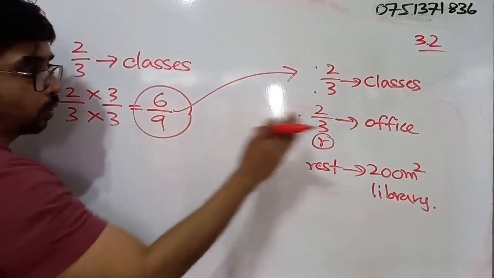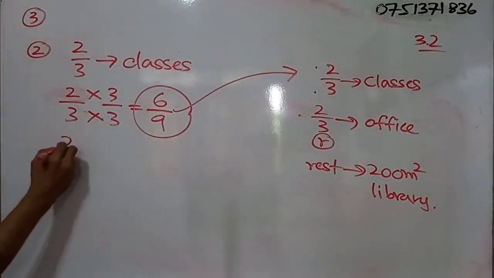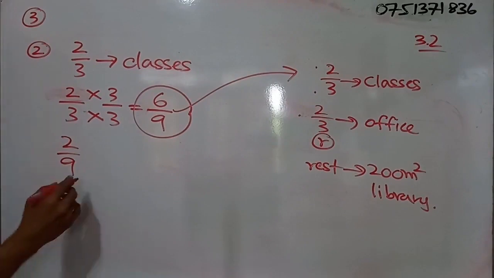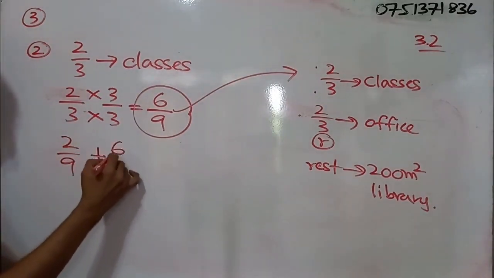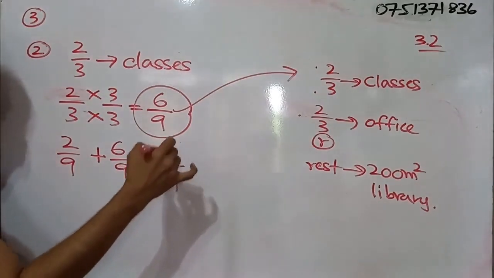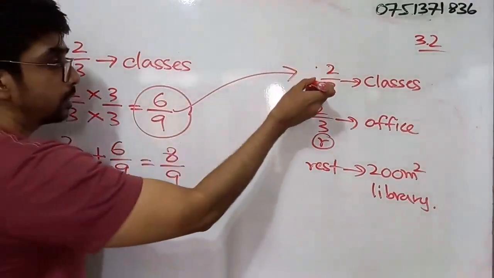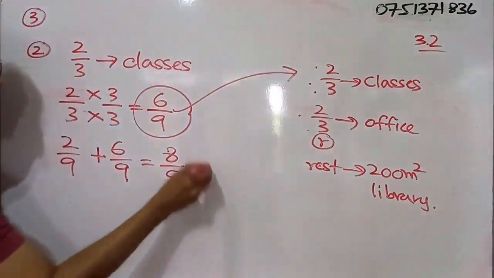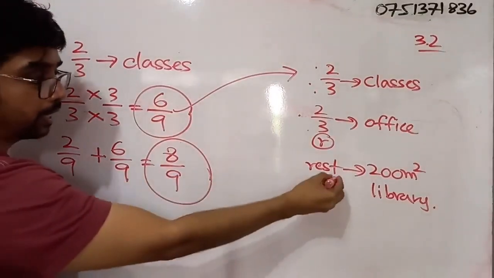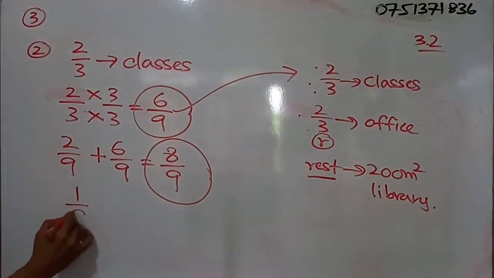Right. So for the office, we know the amount as a fraction is 2/9. So if we add these two together, what will we get? 8/9. So that much space has gone to classes and the office. So all the remaining portion goes to the library. So what is that? 1/9.